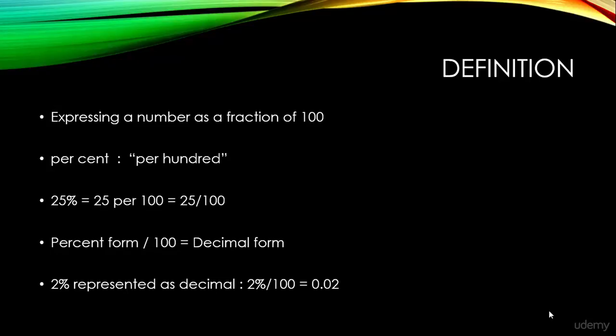A percent can be represented as a decimal. The following relationship characterizes how percent and decimals interact. Percent form divided by 100 is equal to decimal form. For example, 2% represented as a decimal would be 2% divided by 100, which is equal to 0.02.